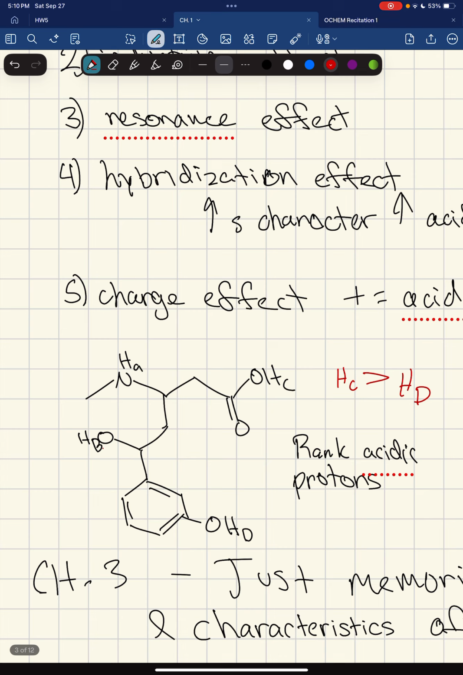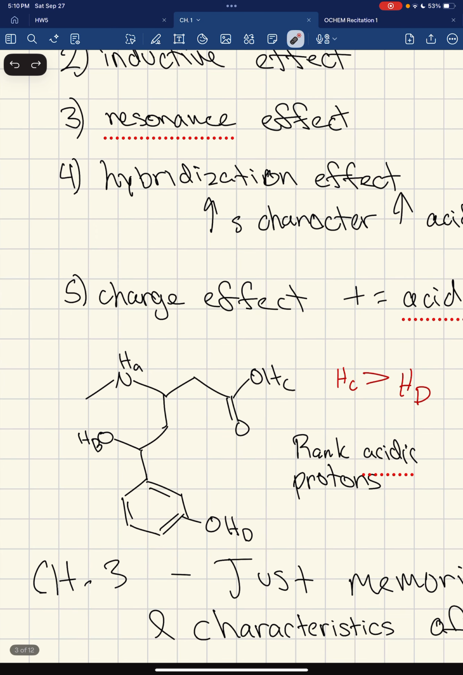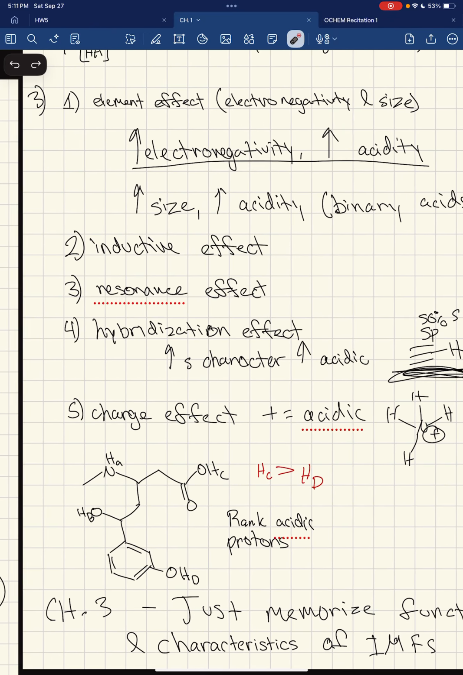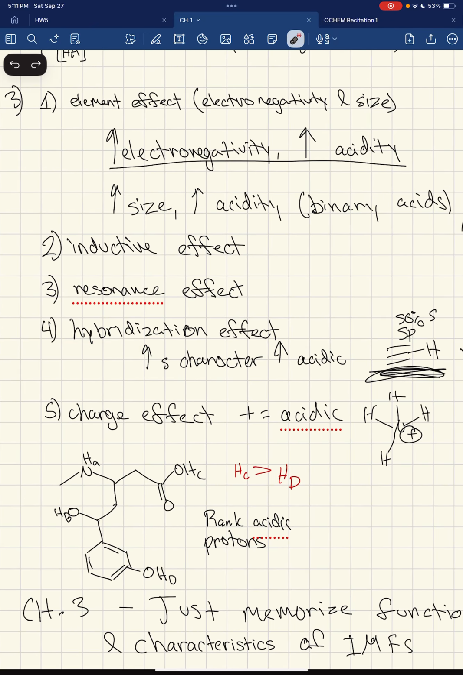Then we're going to look at this one, HB. Hydrogen B doesn't have any resonance. The conjugate base won't have any resonance. It would just be stuck right there. And it doesn't have any inductive effect from any electronegative atoms nearby. So these two are similar in the fact that they don't have any resonance, don't have any inductive effect. They're the same hybridization. They don't have any charge.